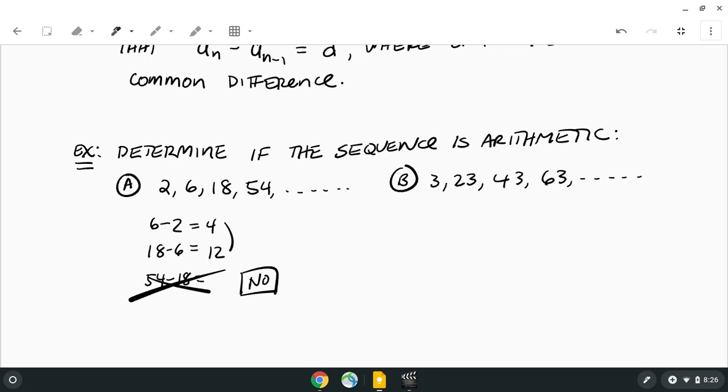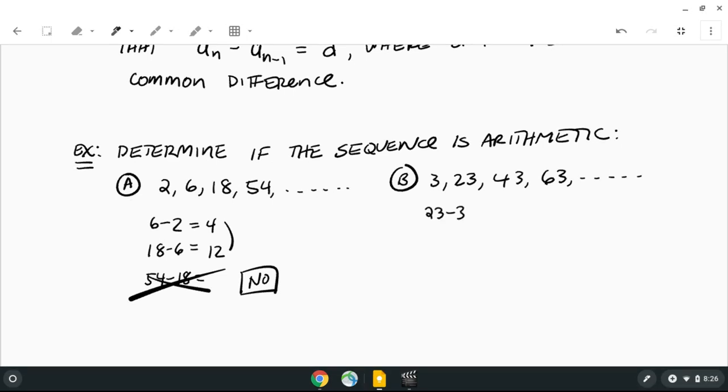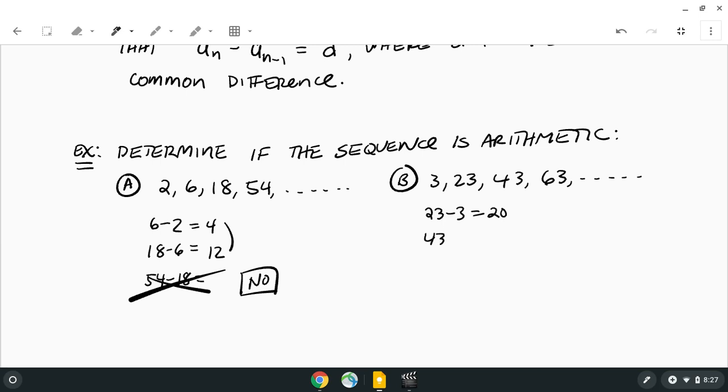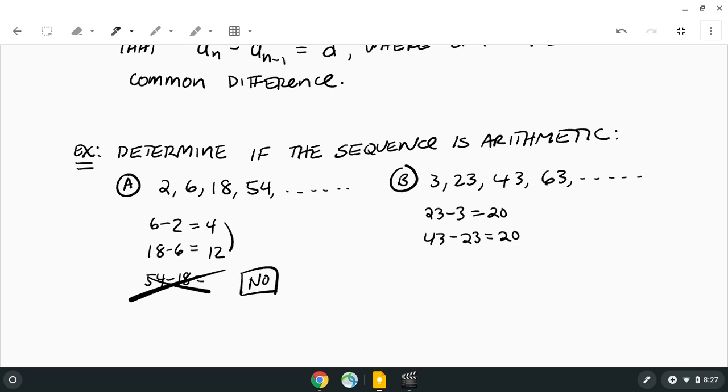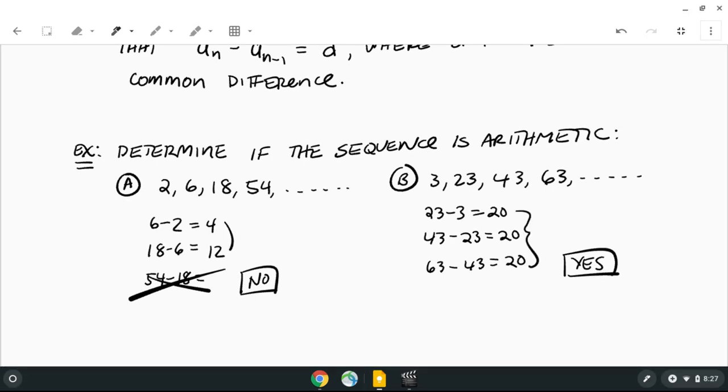Okay, let's check this one. Stay organized. 23 minus 3. 43 minus 23. So far it looks like it, but keep checking, because maybe only for those two and then the sequence changes. So 63 minus 43. Those are the only numbers we have to go by, so yes. We see that all of these numbers are the same, so your common difference in this case is going to be 20.